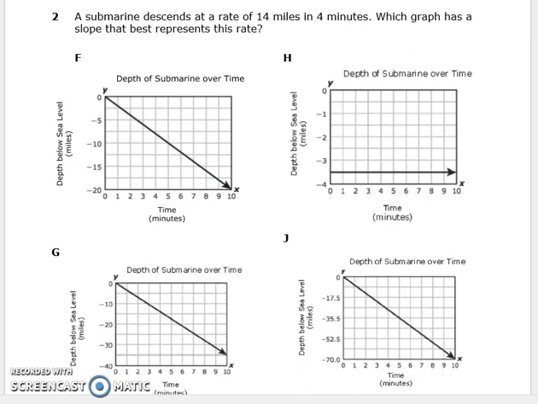Number 2. A submarine descends at a rate of 14 miles in 4 minutes. Which graph has a slope that best represents this rate? F, G, H, or J?